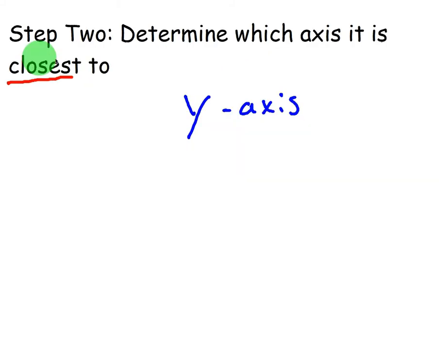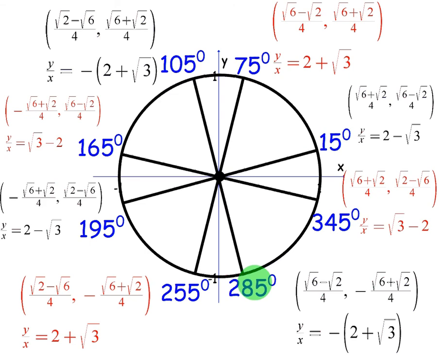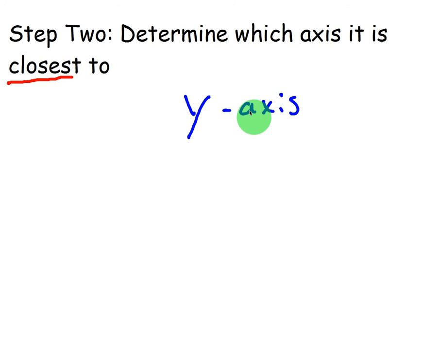Okay, second step is to determine which axis it is closest to. So, next step, which axis is 285 close to? Is it closer to y? Is it closer to x? Well, obviously it's closer to y. So we're going to write the y-axis for step 2.